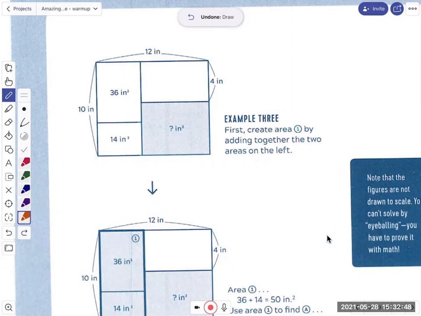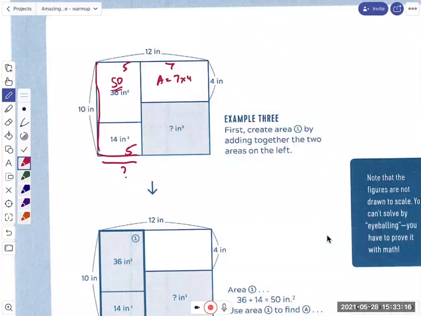It would be nice if we could figure out this distance here, and we can. We add these together and we get that this is 50. If the height is 10 and the area, 36 plus 14, is 50, then this is 5. So this is 5 and this much is 10. 5 and 7 is 12. Now this area equals 7 times 4, which is 28. And remember what else we knew: the area split up, so 120 split up into 50 and 70. So this is equal to 70 minus 28, which should be 42.